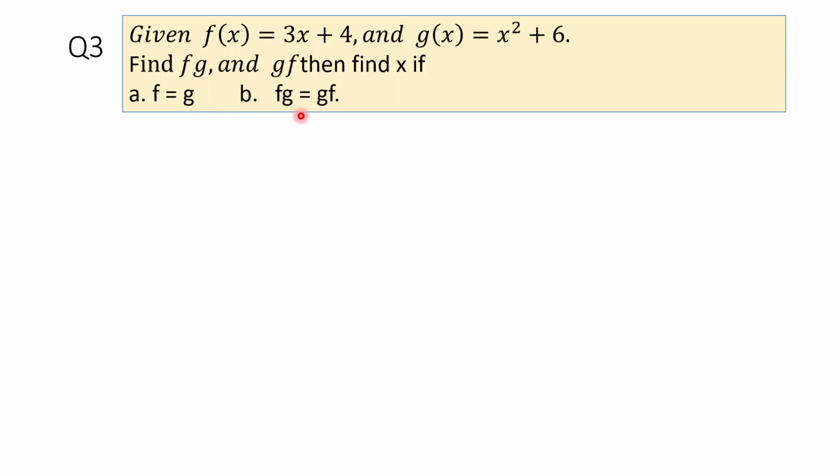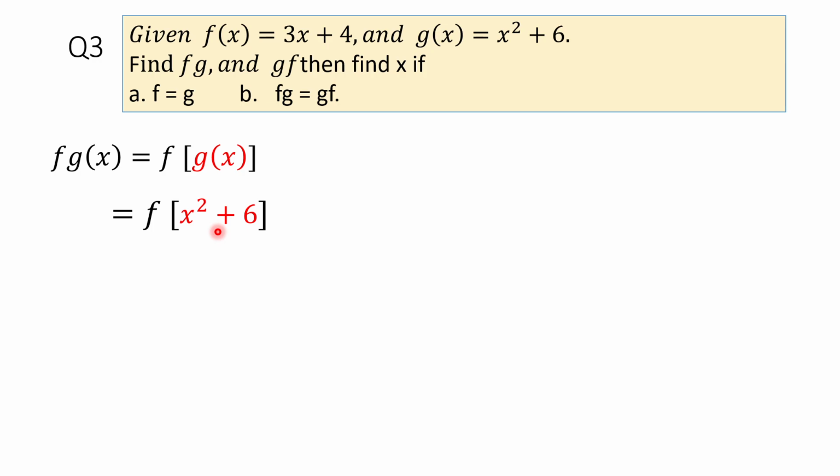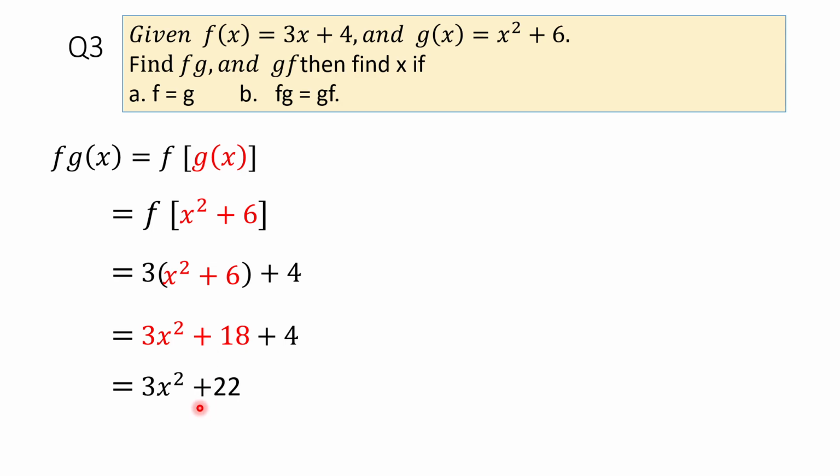Now first we find fg. The inner function is g, so change g to x squared plus 6. Now you have to prepare an empty bracket for function f. f is given as 3x plus 4. Therefore, it becomes 3 empty bracket plus 4. Substitute the object. Expand. So it becomes 3x squared plus 18 plus 4. Final answer 3x squared plus 22.